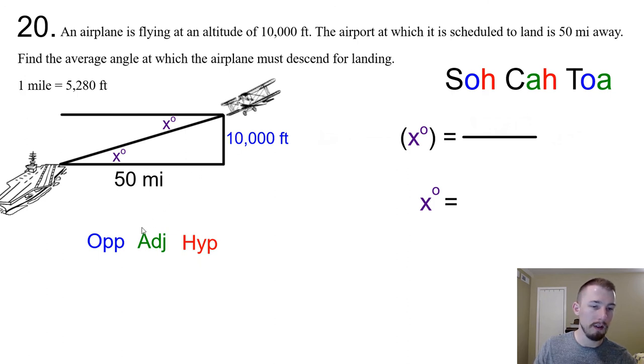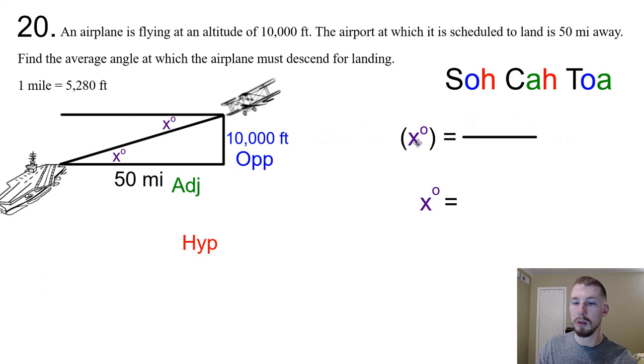So we have the opposite side, which is 10,000 feet, and the adjacent side, which is 50 miles. Notice these are different units, one's in feet and one's in miles. So I do need to convert this side to feet, or divide this side to get it to miles. Either way, just make sure they're in the same units before you calculate it. So we have the opposite and adjacent, so we're going to be using the tangent function.